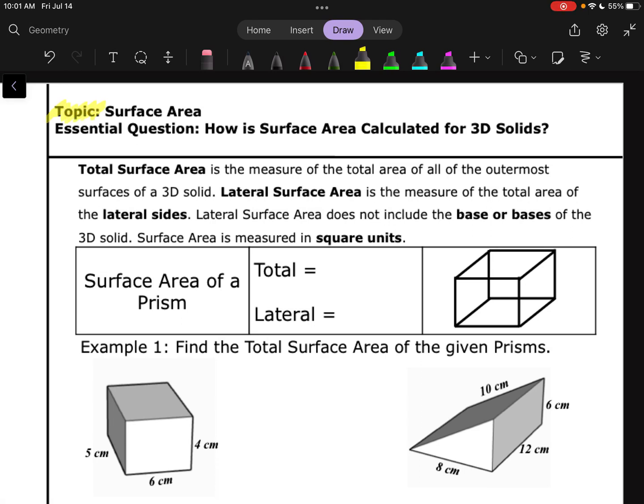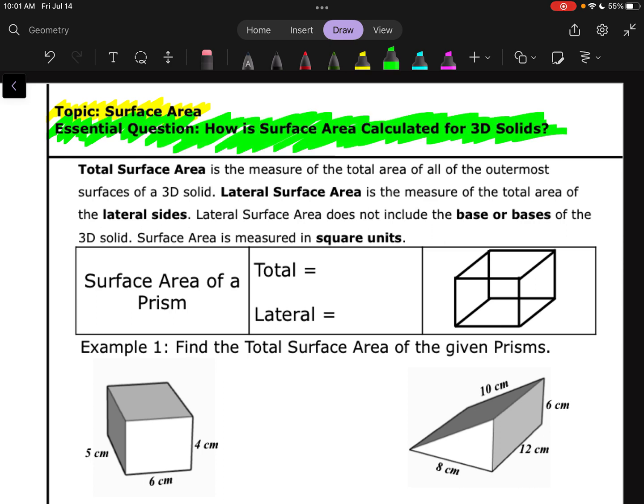Okay, so the topic for this video is going to be about surface area. And our essential question here that we're going to try to answer is, how is surface area calculated for three-dimensional solids? So a little background information here.